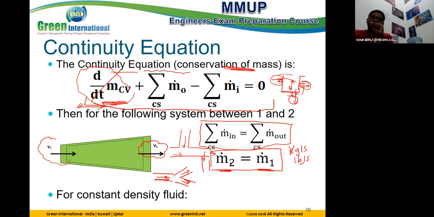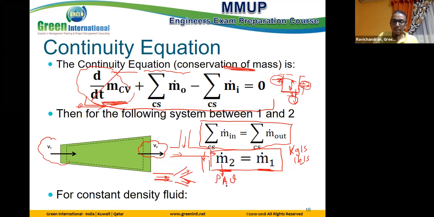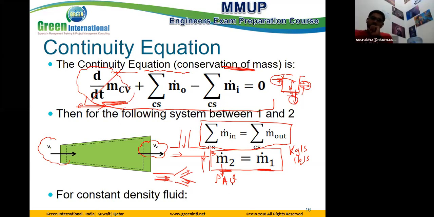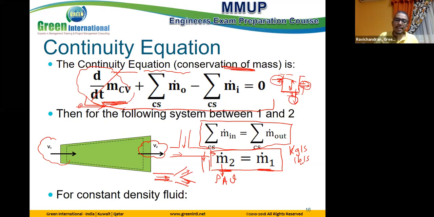Rho times A times V: density, area, and velocity. What is rho? Density. A is area. V is velocity. And in a special case, which is incompressible flow, the density does not change. For compressible flow, according to the relation between pressure and volume, we have a change in density. But for incompressible flow, normally for water, oil and so on, density does not change. So we can cancel density from both sides.